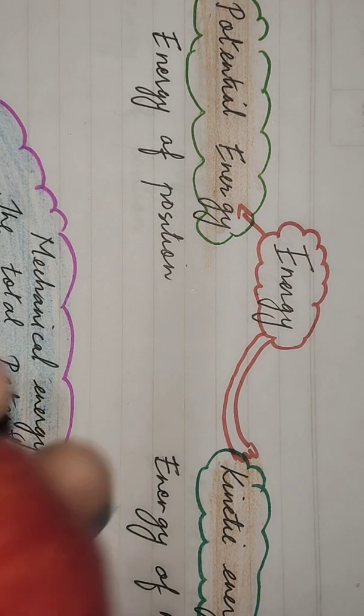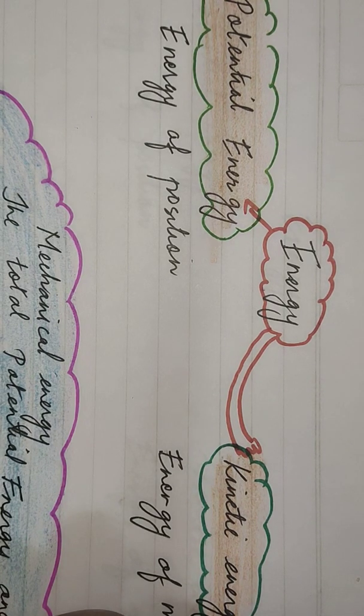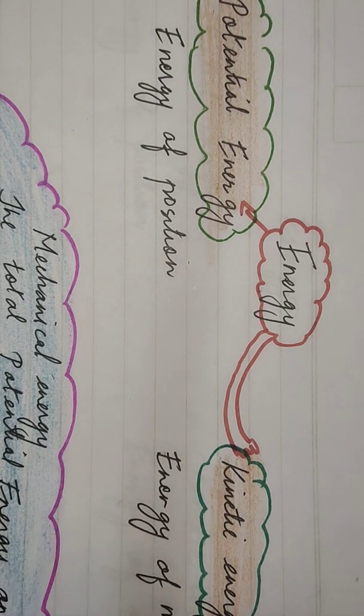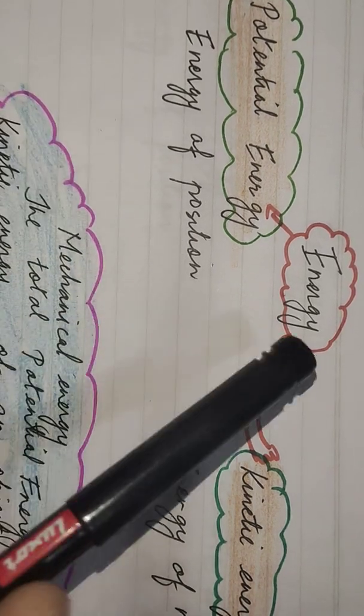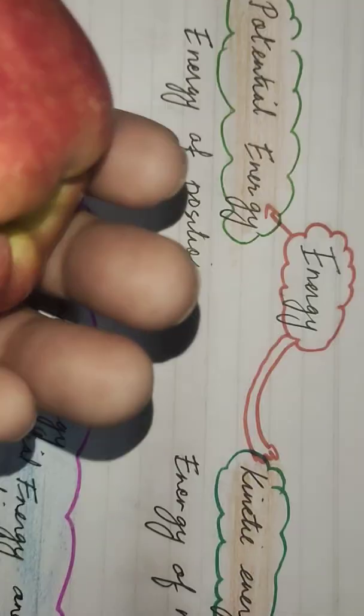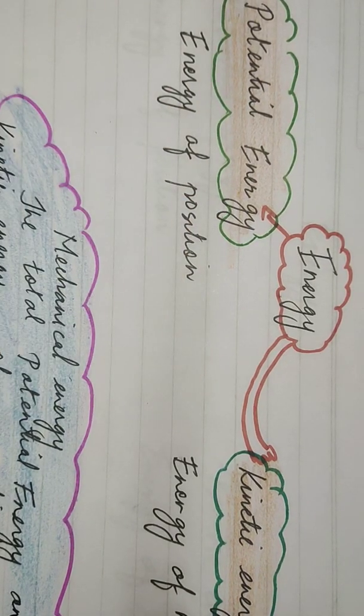To understand this, I have taken an apple over here. Now, let us understand potential energy. Energy of position. Now, this is an apple. Alright, so I'm holding an apple, so this is the energy of position. Okay, next.